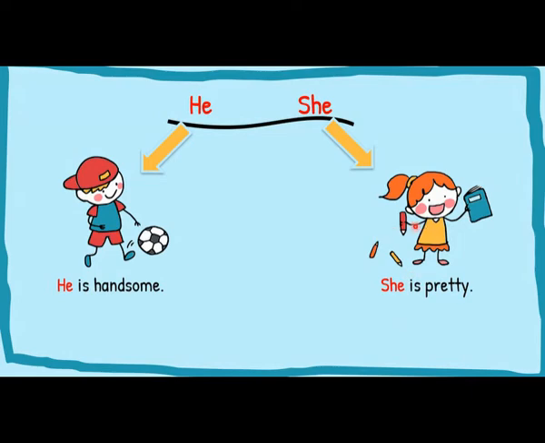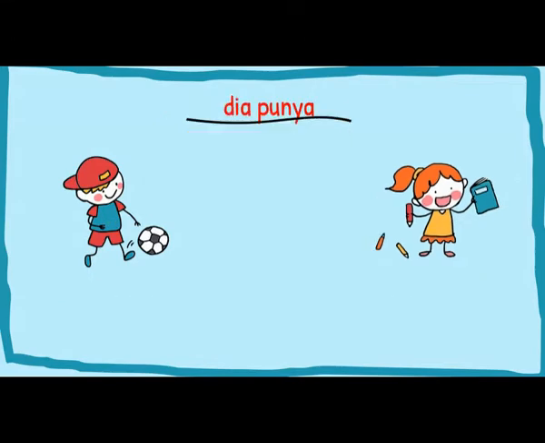Okay, dapat faham? Tadi dalam BM kita guna, dua-dua kita guna dia. But in English, we use he and we use she. He is for boy, she is for girl. Let's look at the second one, yang kedua.